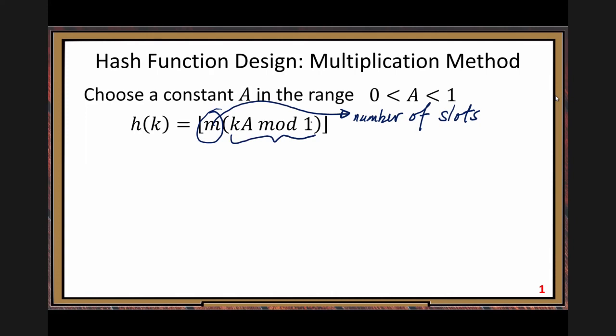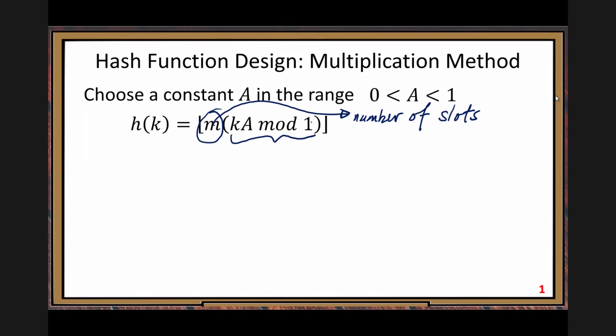That's simple. Then you take the floor function. So this is the multiplication method. If you compare with the division method, it's more convenient to use. Now A is important. When you choose this capital A, it is important.